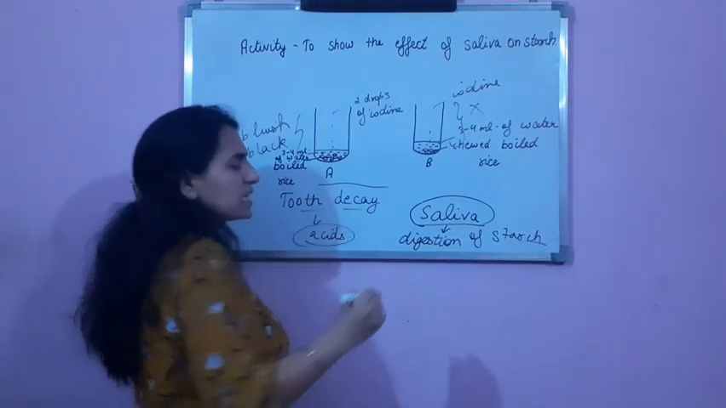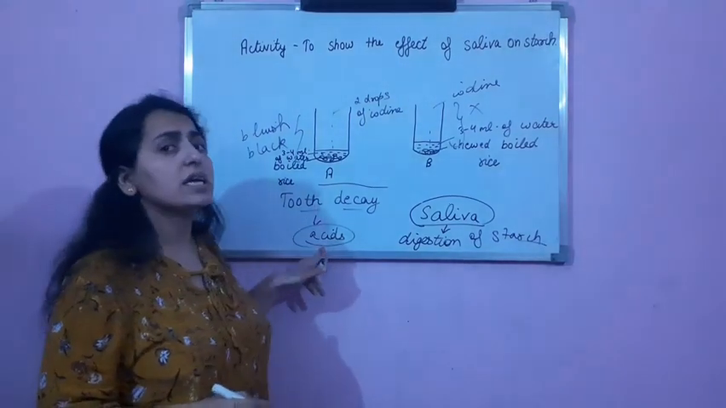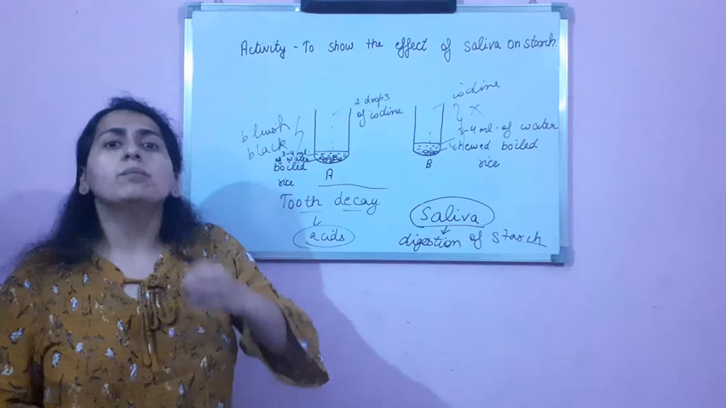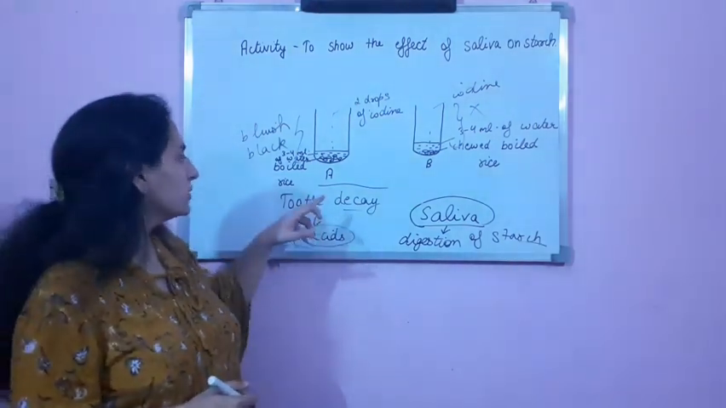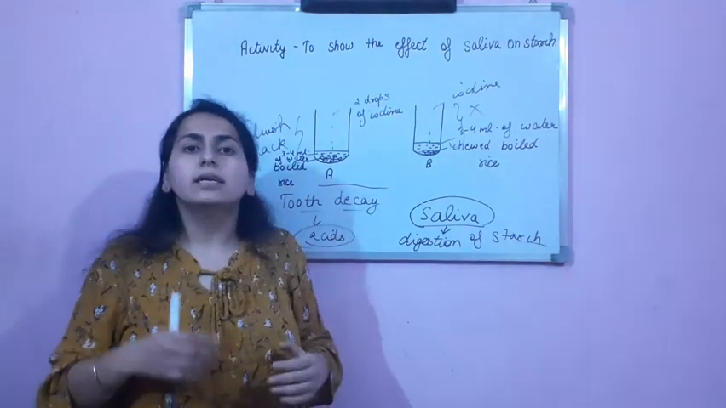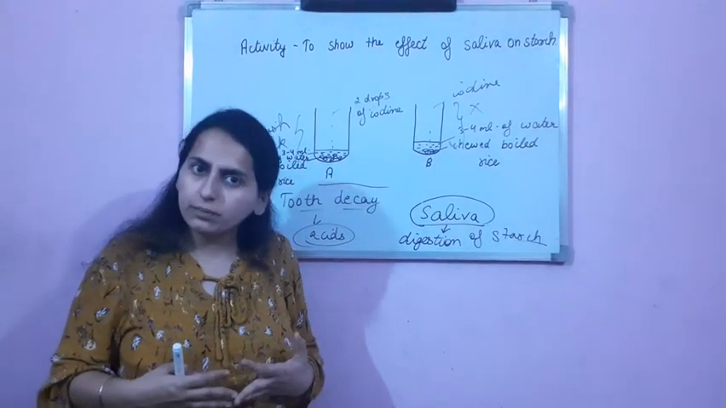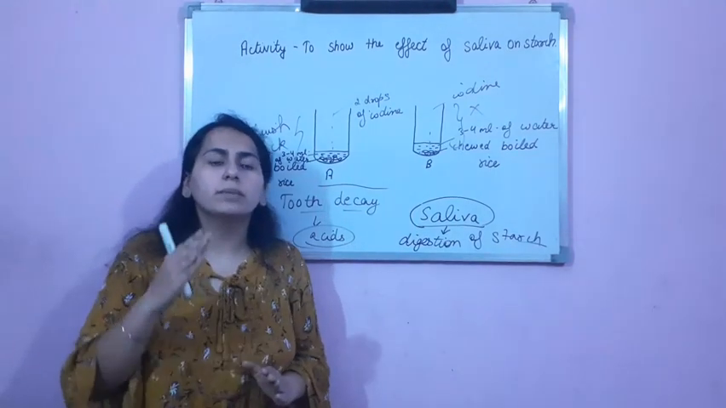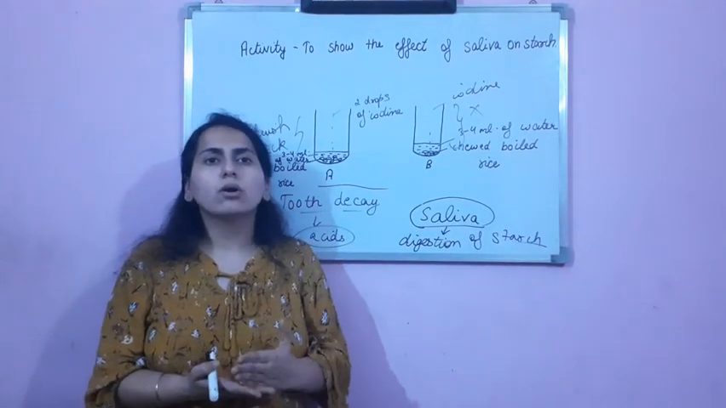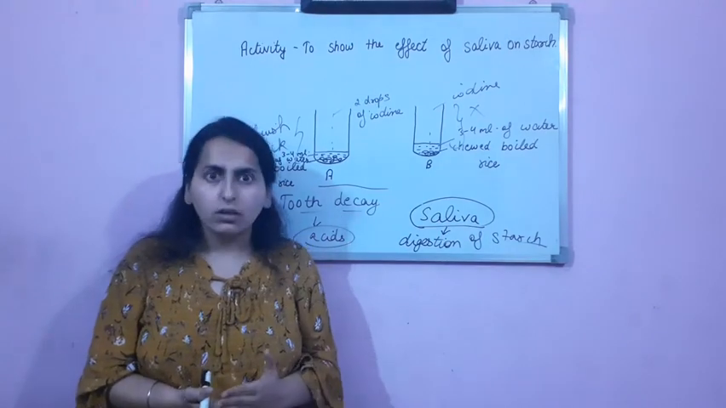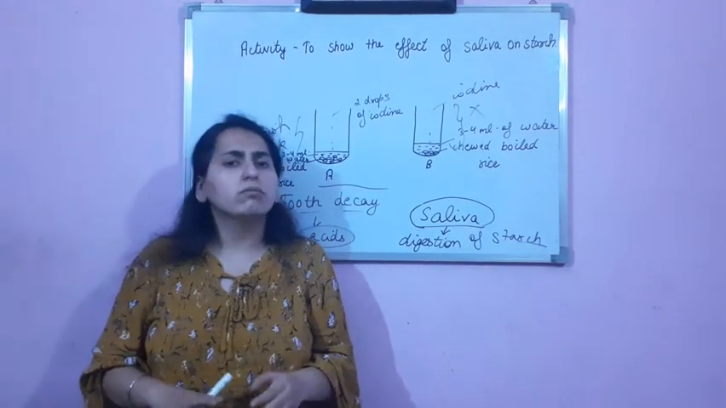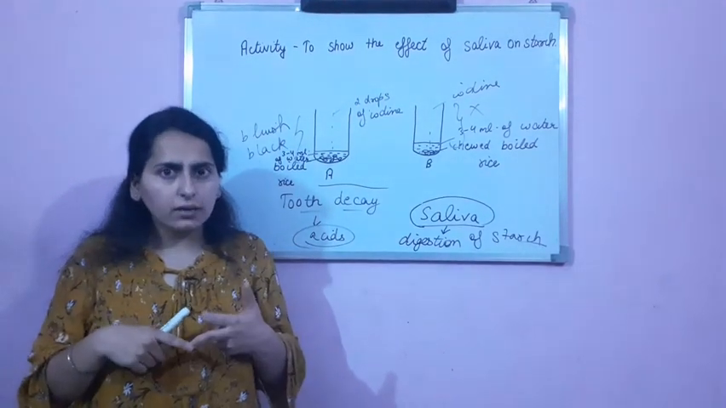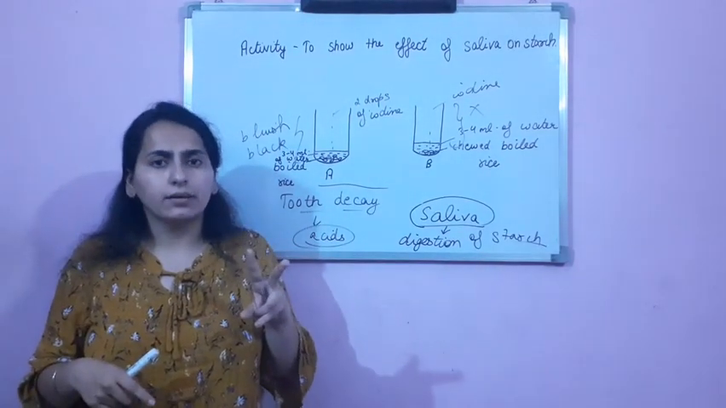Bacteria will release acids, and obviously these acids, what will they do? Just think, they will damage your teeth, they will break your teeth. This is tooth decay, the damaging of the tooth. And this is done by the bacteria, and that's why after every meal you should rinse your mouth with water. Why? Because if you do so, there will be no leftover food inside your mouth. So you should brush daily, at least twice in a day. Thank you.